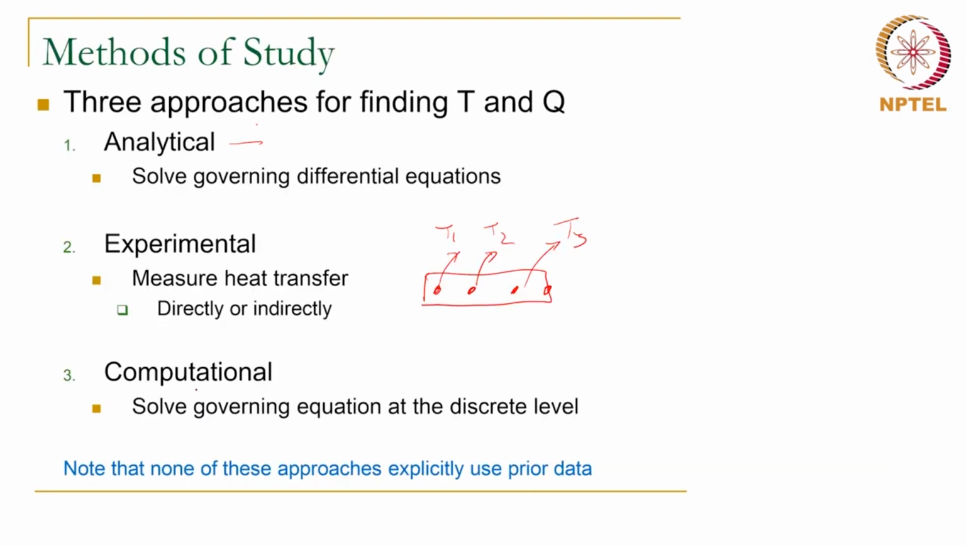is that in none of these cases we explicitly use prior data. I'll just give you one example to clarify what I'm saying. Let's say you are doing a computational solution, and you use a package to solve heat transfer for a particular configuration, or let's say you are trying to find out the pressure and velocity distribution on an aircraft. Now, if I change the design of the aircraft a little bit, the only way for you to get the new flow field is to solve the governing equations again at the discrete level. You cannot reuse the fact that you know a nearby solution. That you cannot do.